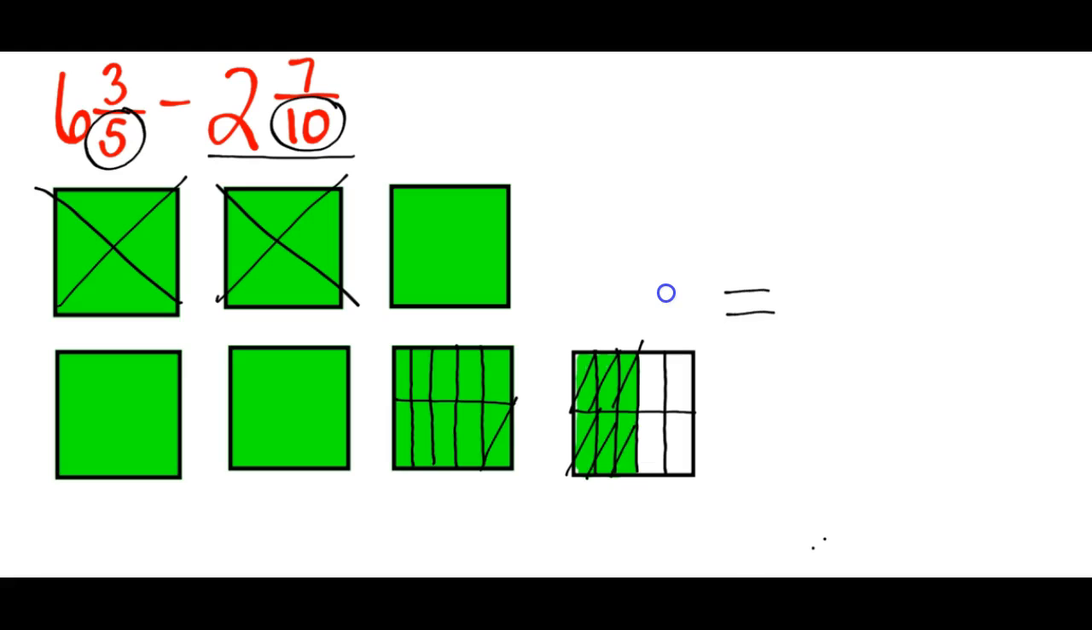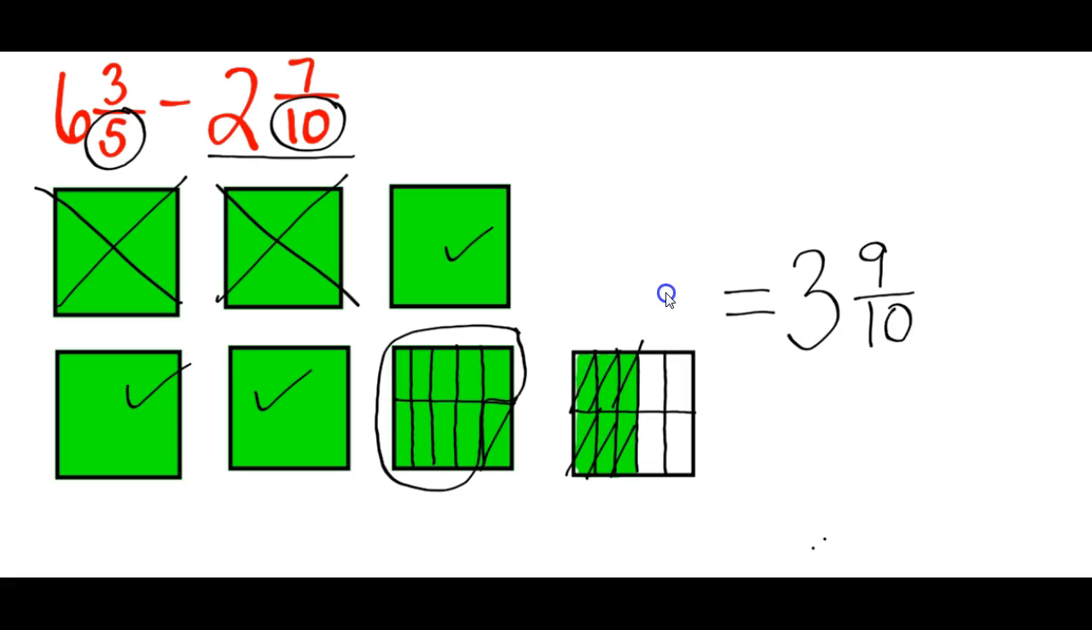And I'm left with 3 whole boxes and 9 tenths. And that is one way that you can use the area model to solve a subtraction problem. Now, while I'm on this, I'm going to go ahead and use the area model, but I'm going to use it to solve an addition problem.